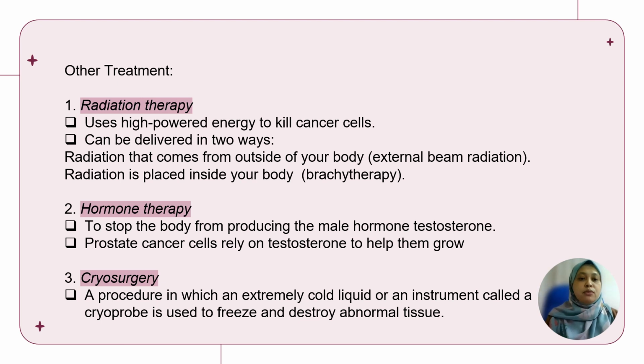Another treatment for prostate cancer is radiation therapy, which uses high power energy to kill the cancer. It can be external beam radiation or brachytherapy, and also hormone therapy to stop the body from producing the male hormone testosterone, and also cryosurgery, in which an extremely cold liquid or an instrument called a cryoprobe is used to freeze and destroy the abnormal tissue.